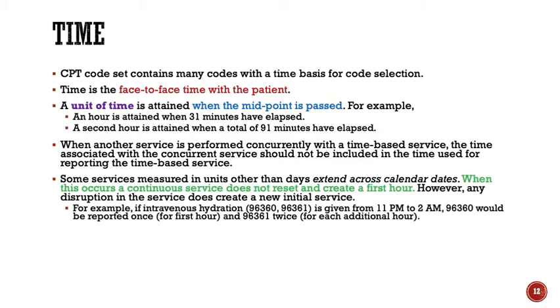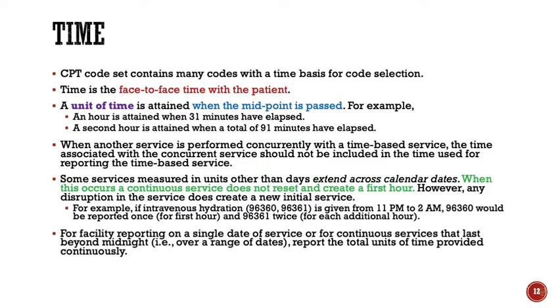Some services measured in units other than days extend across calendar dates. When this occurs, a continuous service does not reset and create a new first hour. However, any disruption in the service does create a new initial service. For example, if intravenous hydration code 96360 or 96361 is given from 11 p.m. to 2 a.m., code 96360 would be reported once for the first hour and 96361 twice for each additional hour. For facility reporting on a single date of service or for continuous services that last beyond midnight, that is, over a range of dates, report the total units of time provided continuously.